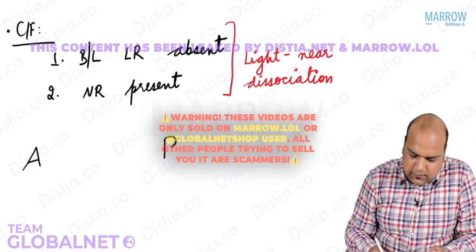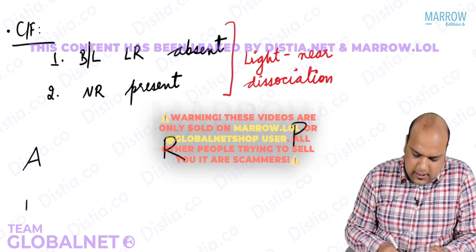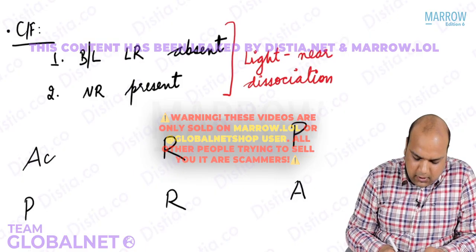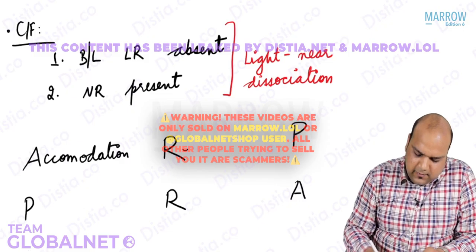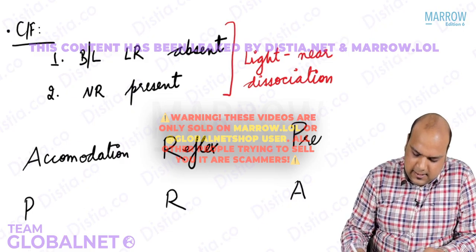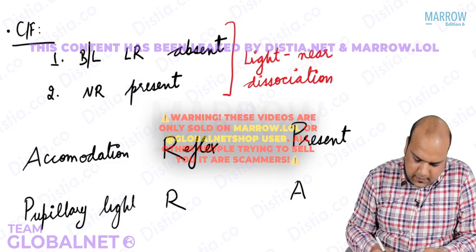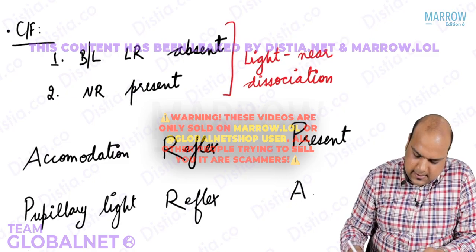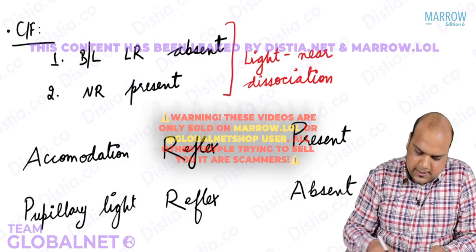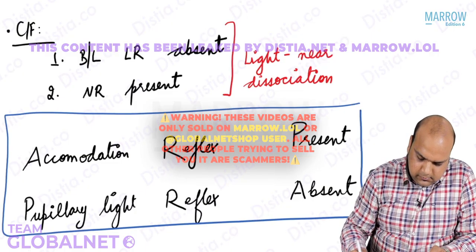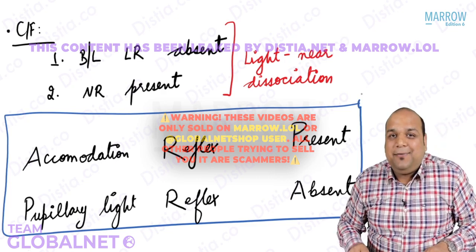The mnemonic is the name of the disease, ARP, and when you reverse it, it becomes PRA. What does it mean? A for accommodation, the main part of near reflex. So we are saying accommodation reflex is present, but the pupillary light reflex is absent. Okay, everybody, are we clear about this?